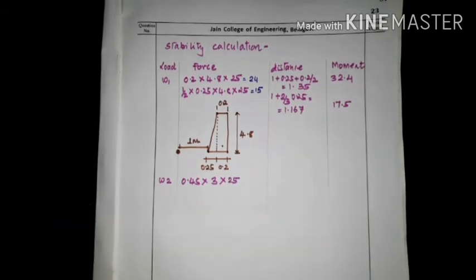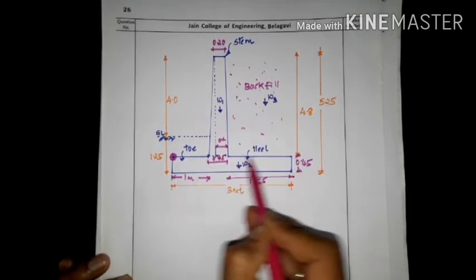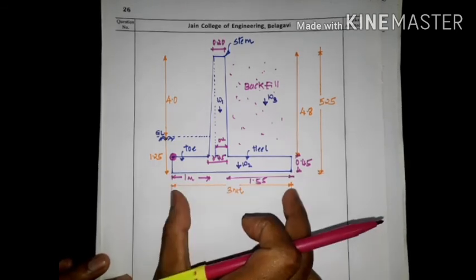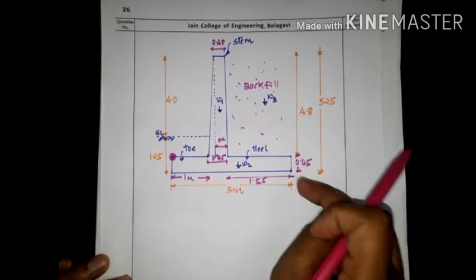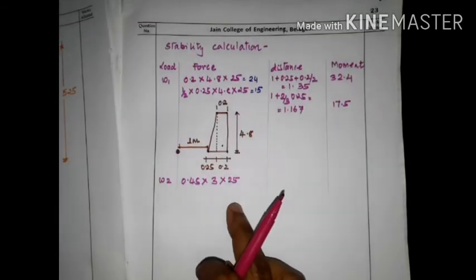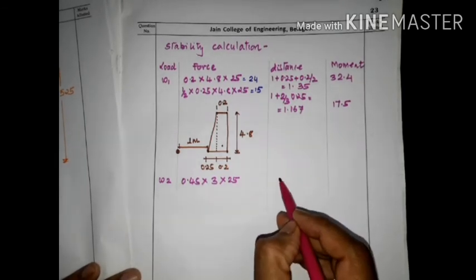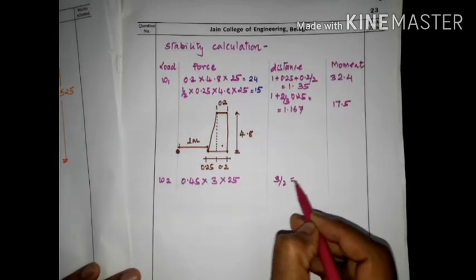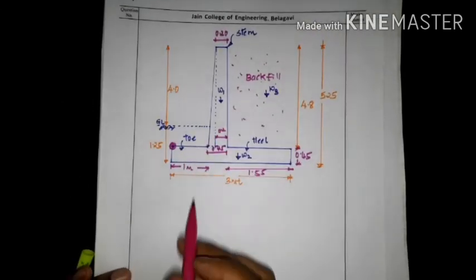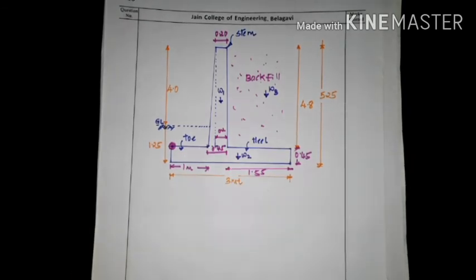So I'll just explain here. The width of the base slab is 3 meter, thickness is 0.45 and density is 25. Understood? Okay. So now the distance is directly 3 by 2, so that is 1.5 meter, because it's a rectangular section and the CG will be at the center. So that is 3 by 2.